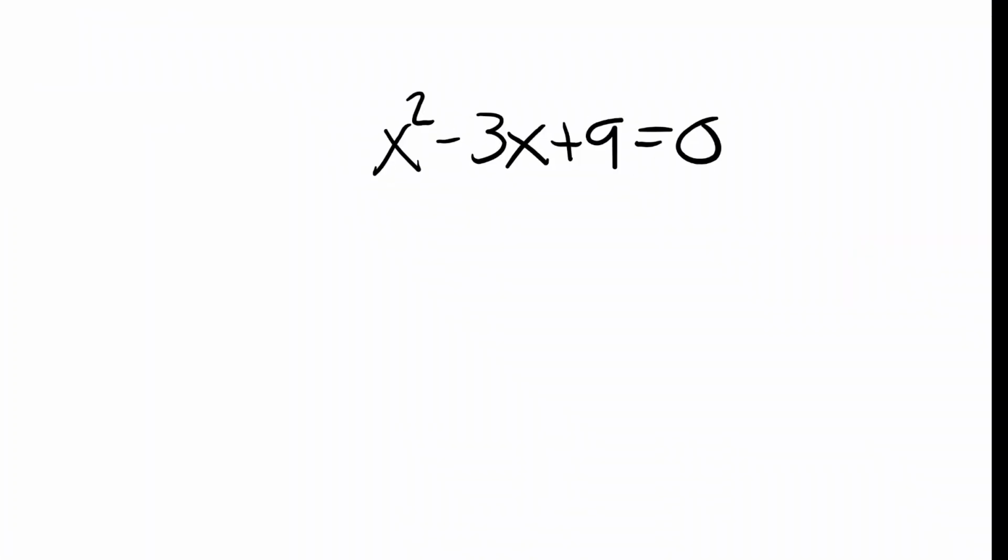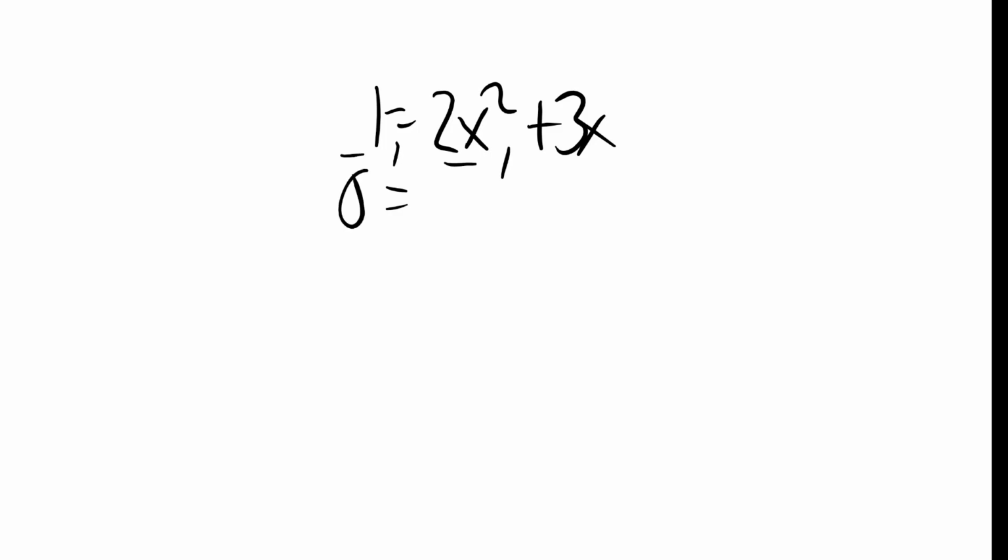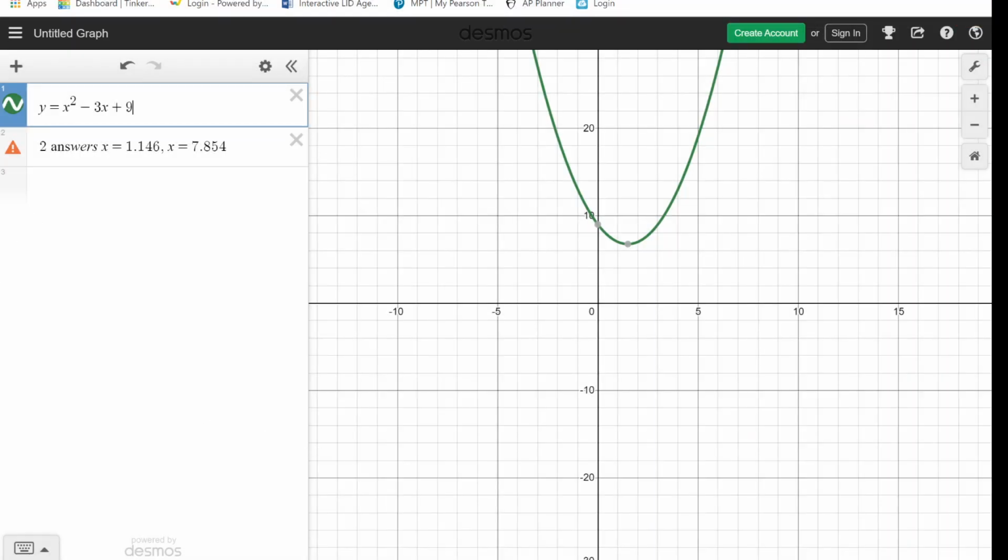this one's what I want. What if they ask you something like, 1 equals 2x squared plus 3x. Solve this. Few different techniques here. First technique, get it equal to 0. 0 equals, wait, I subtract 1 from both sides. So 2x squared plus 3x minus 1 equals 0. And then I just go graph this. So 2x squared plus 3x minus 1.